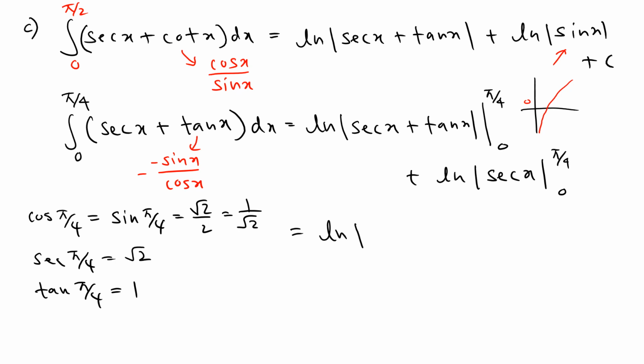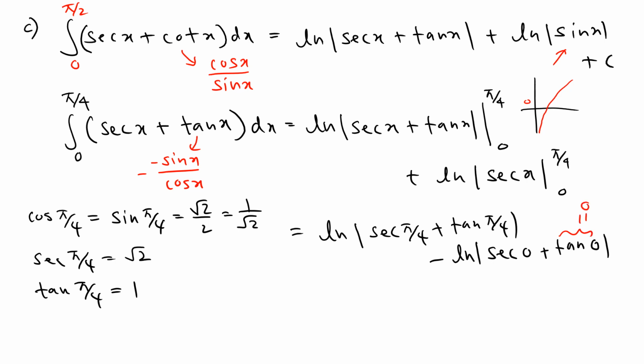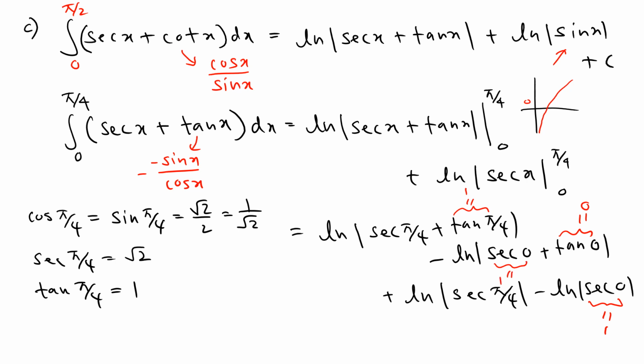So this is ln of secant pi over 4 plus tan pi over 4, minus ln of secant 0 plus tan 0. We know that tan 0 is 0. Plus the other one, ln secant pi over 4 minus ln secant 0. Secant 0 is 1, tan pi over 4 is also 1, so secant 0 is also 1. Because of that, many terms get cancelled. Also secant pi over 4 is square root 2.